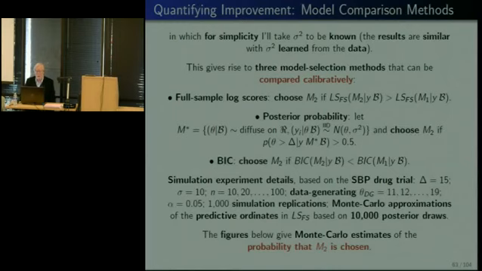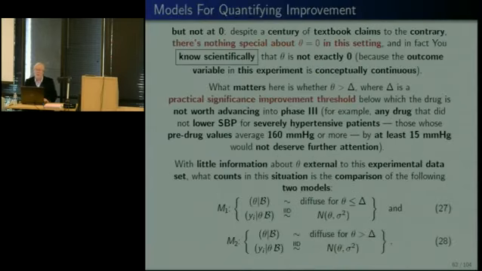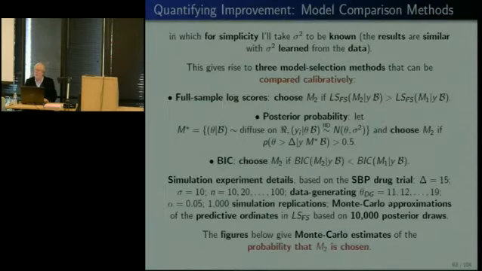Now, right away, I have 3 different ways I could think of comparing those 2 models in a calibrative fashion, by which, again, I mean creating a whole bunch of data sets where sometimes model 1 is right and sometimes model 2 is right, and looking to see how well each of these methods recovers known truth. One is full sample log scores. I'm going to pick model 2 if its log score is bigger than the one for model 1.